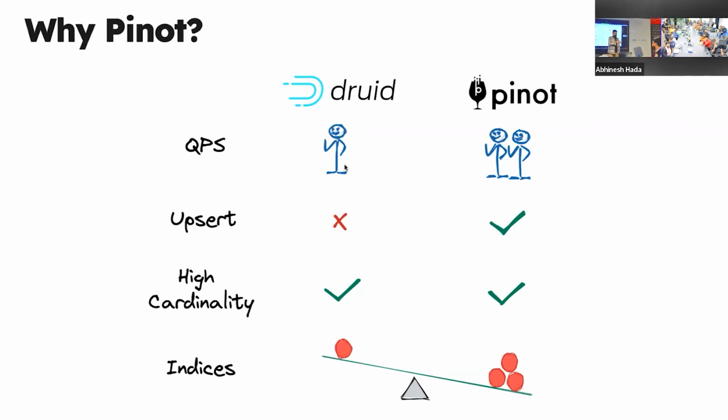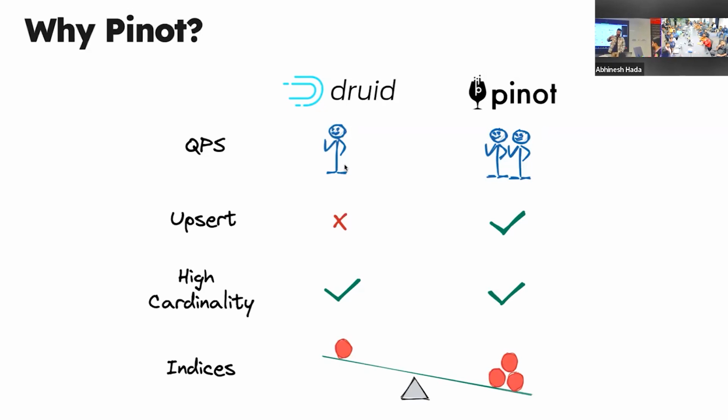So we have benchmarked both Druid and Pinot for our multiple use cases, and found that on similar infrastructure, doing the same things on Druid and Pinot, we were getting about 2 times the query performance on the same infrastructure. And I already mentioned that upserts are not supported in Druid, and those are supported in Pinot.